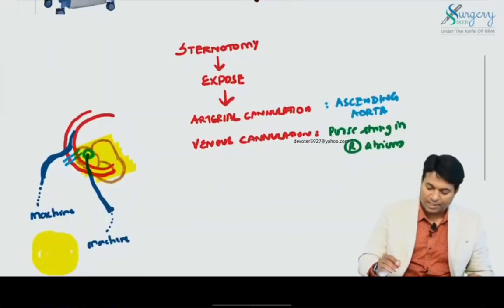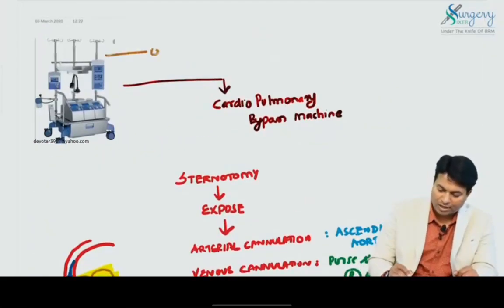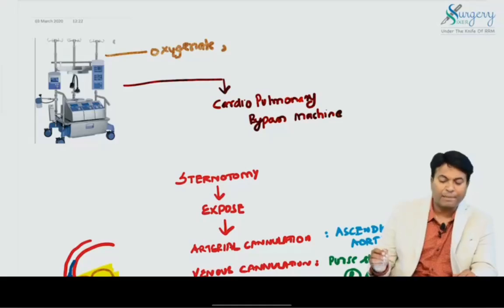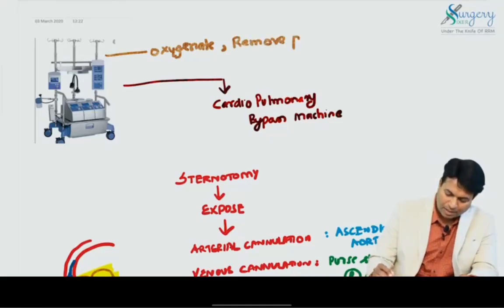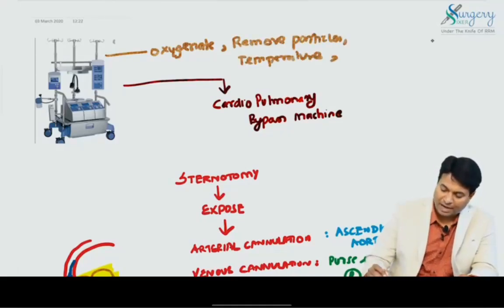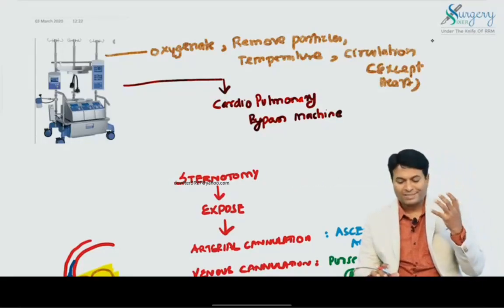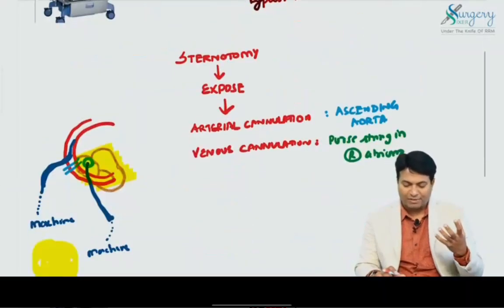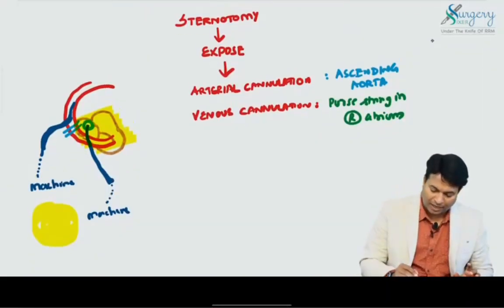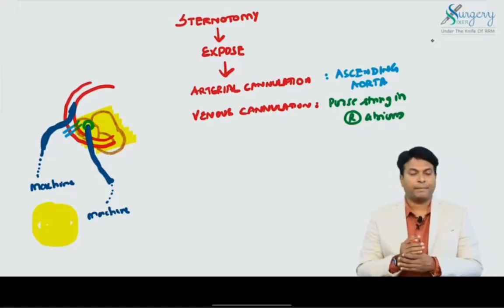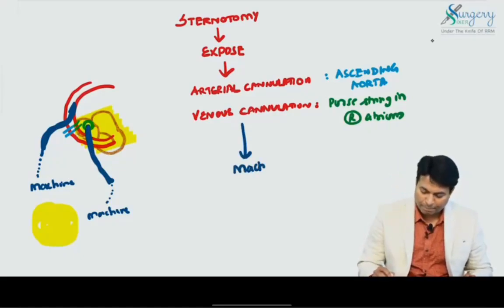What are the functions of this machine? Please remember this very interesting point. This machine will oxygenate the blood, remove particles, maintain the needed temperature, and maintain circulation all over your body except the heart. So please don't forget: oxygenation, removal of particles, temperature maintenance and circulation are all done by the machine. By cannulating the ascending aorta and the right atrium, the machine is hereafter going to take care.